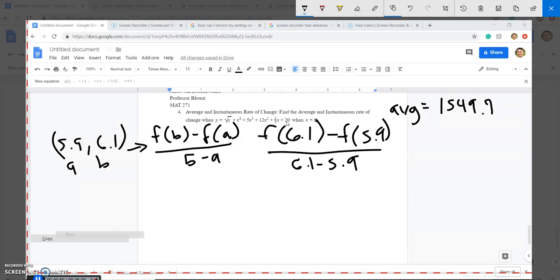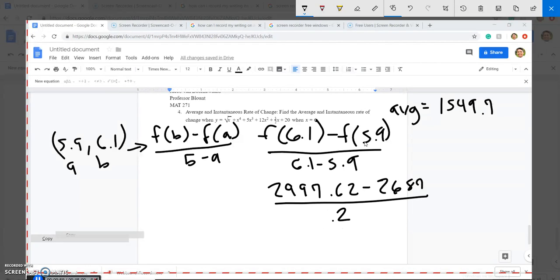Okay, so plugging these into the calculator. I've already got the answer for the first one, and for f of 6.1, that gives us around 2,997.62. And then for f of 5.9, plugging that back into the original equation once again, that gives us around 2,687, just about. Okay. And then we're doing this all over 6.1 minus 5.9, which gives us 0.2.